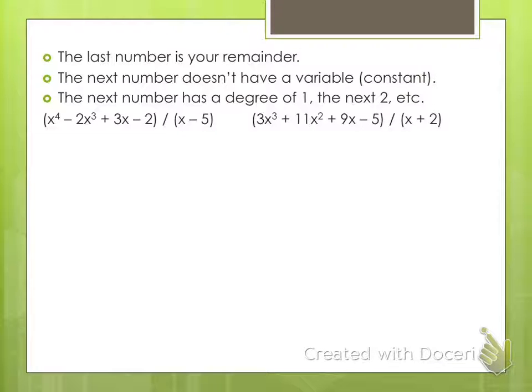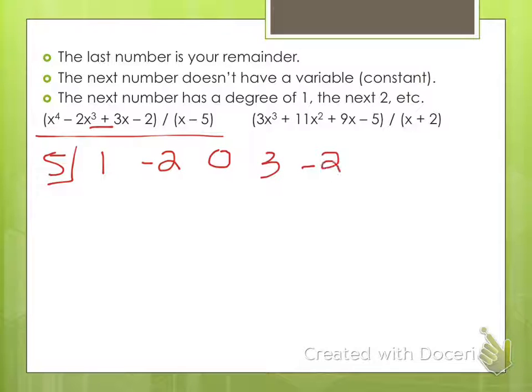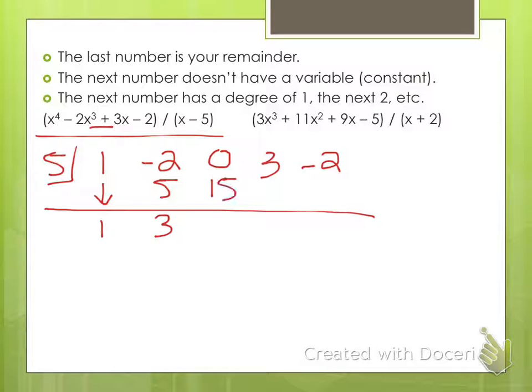Let me do this one real quick. Again, the number in the box is a 5. My coefficients are 1, negative 2, and I'm missing an x to the second power, so I have to put a 0 in there to hold its place, and then 3 and negative 2. Same process. Bring it down, multiply it by 5, I get 5. Add it together, I get 3. Multiply and get 15.